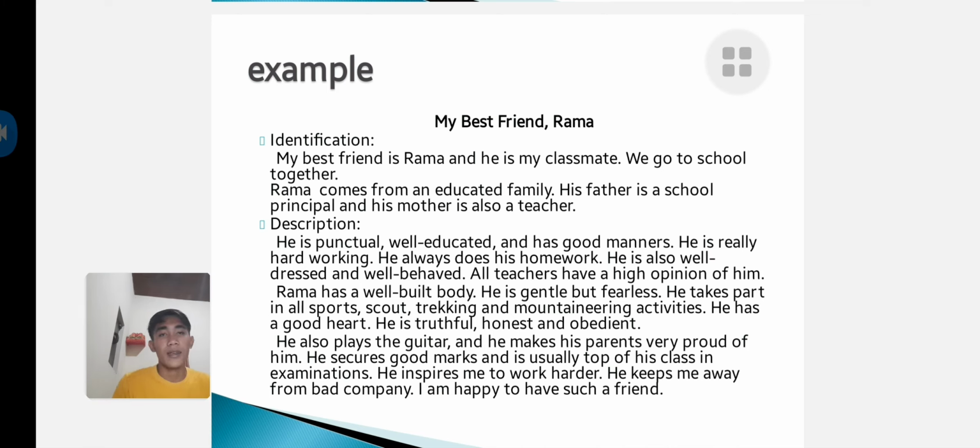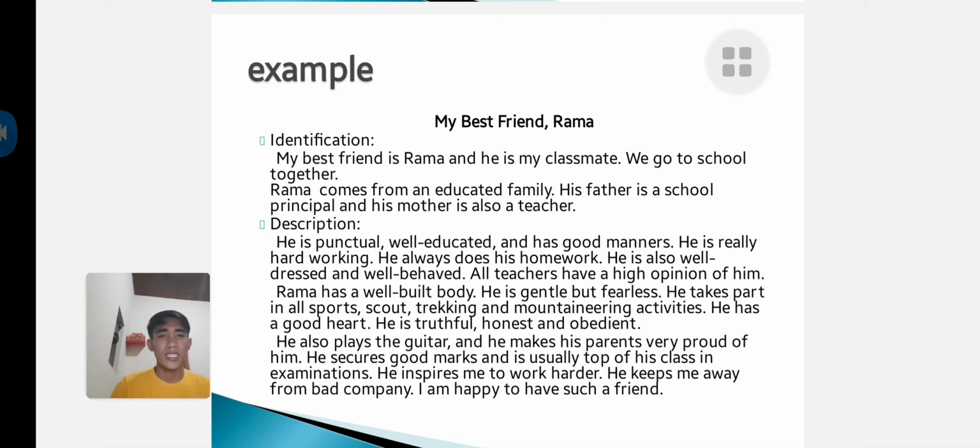He takes part in all sports, scout trekking, and mountaineering activities. He has a good heart. He is truthful, honest, and obedient. He also plays guitar, and he makes his parents very proud of him. He scores good marks and is usually top of his class in examination. He inspires me to work harder. He keeps me away from bad company. I'm happy to have such a friend.